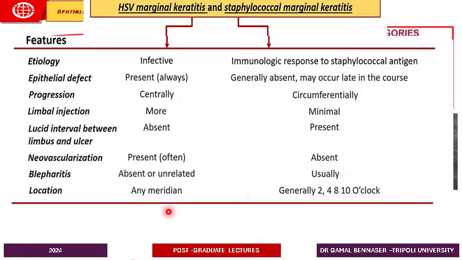However, in the staphylococcus variety of marginal keratitis, it usually progresses circumferentially, with minimal limbal injection, and usually there is a lucid interval. This is very important. New vascularization is absent, and it is usually associated with blepharitis. It is commonly located at 2 o'clock, 4 o'clock, 8 o'clock, and 10 o'clock. These are some of the differential points. The main thing is that in the herpetic marginal ulcer, there is no lucid interval, there is no blepharitis.